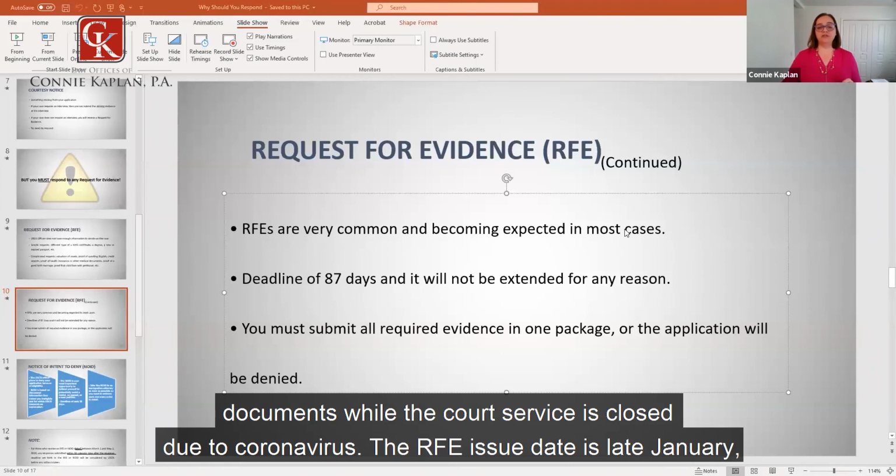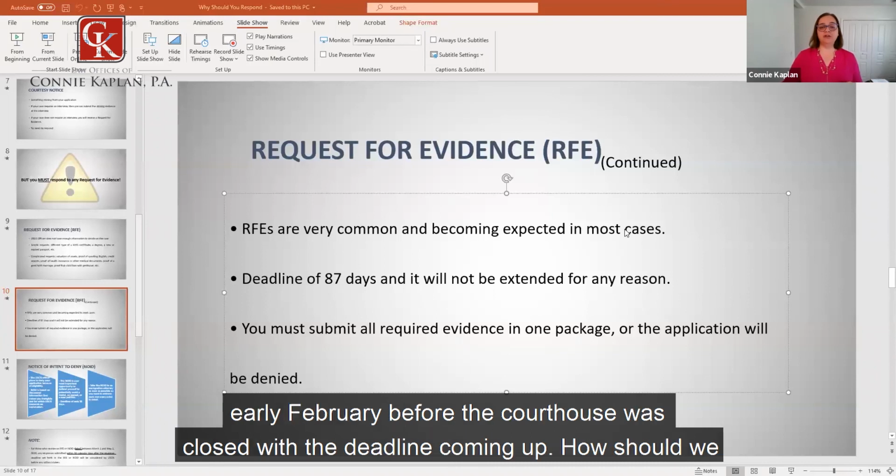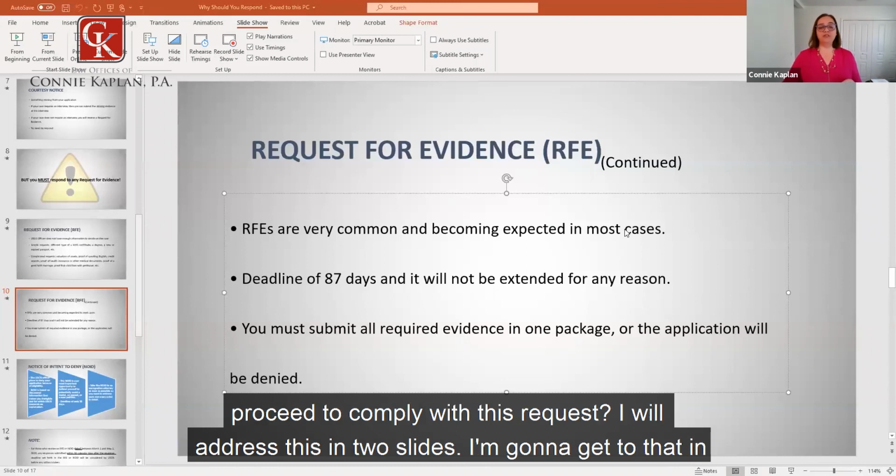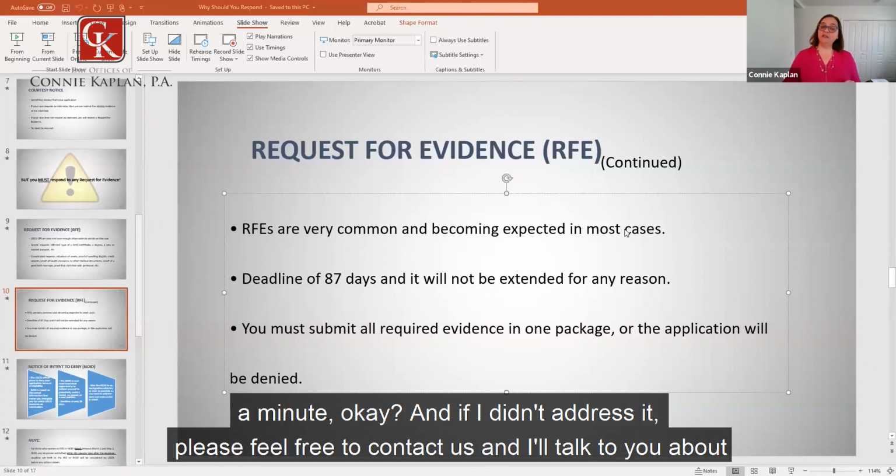If we receive an RFE asking for additional information not available at the time, such as certified court documents while the court service is closed due to the coronavirus, and the RFE issue date is late January, early February, before the courthouse was closed, with the deadline coming up, how should we proceed to comply with this request? I will address this in two slides. I'm going to get to that in a minute, okay? And if I didn't address it, please feel free to contact us and I'll talk to you about this, okay?